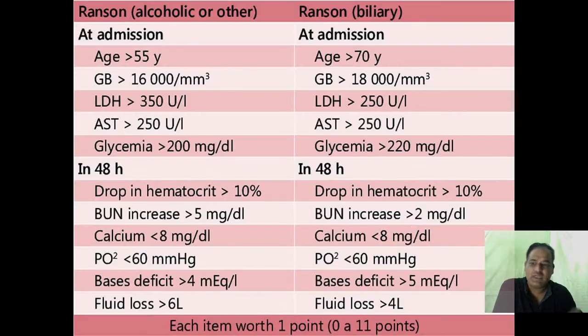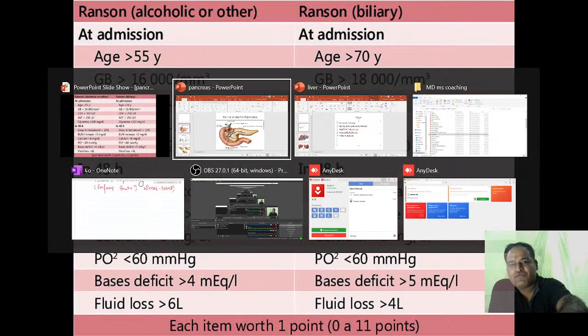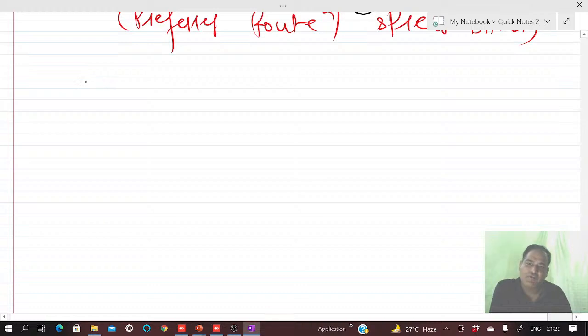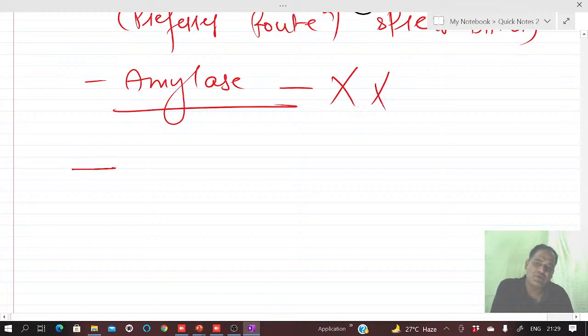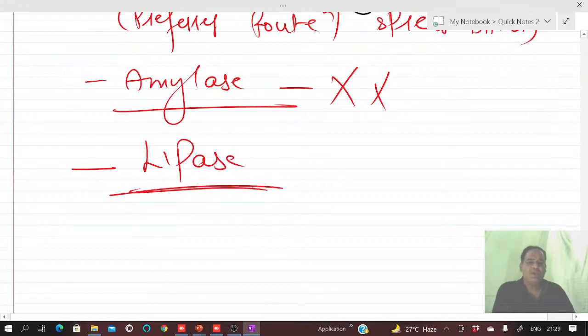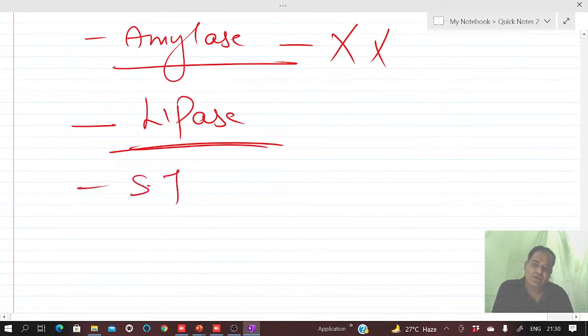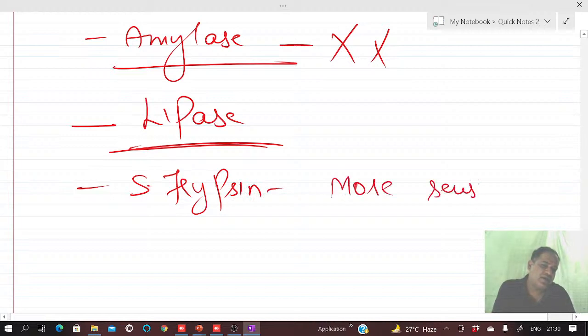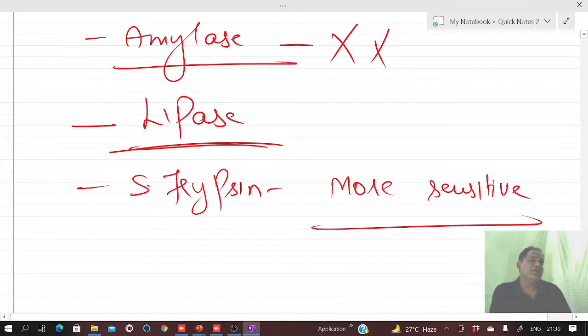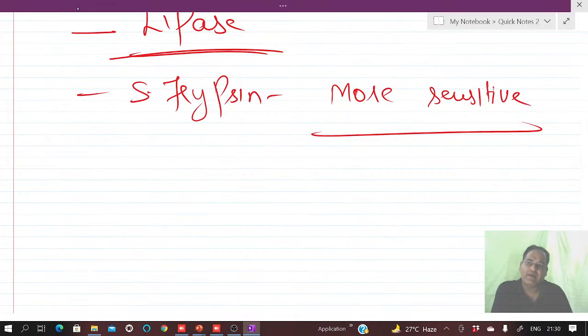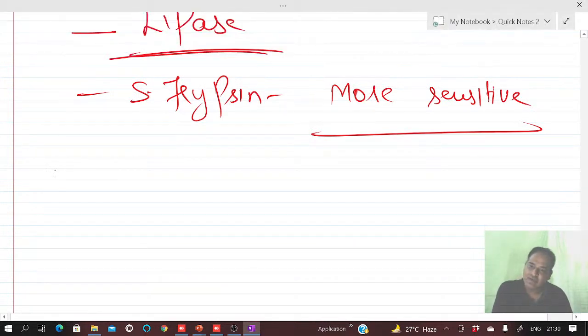Fine. Now, you get to see the different enzymes there and which is more specific. Naturally, the amylase is raised in other conditions also. Fine, and it may remain raised for long period of time. So lipase is considered more specific, whereas serum trypsin levels, they are considered more sensitive markers of the presence of pancreatitis. Fine.